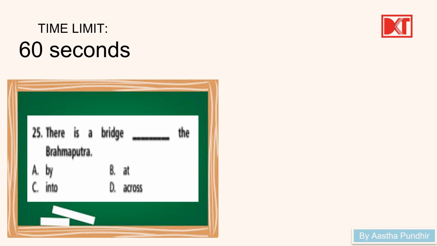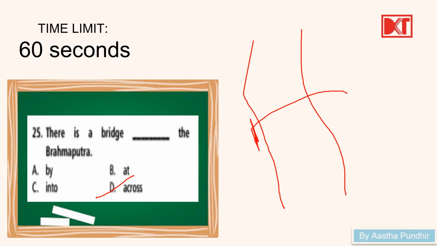Okay, next we have: there is a bridge dash the Brahmaputra. By the Brahmaputra, at the Brahmaputra, into the Brahmaputra, or D, across the Brahmaputra. The correct answer is D, across. Why across? Now here, see, if this is the river, then from one end to the other end there is a bridge. So for that we use across when we have to show movement from one end to another.